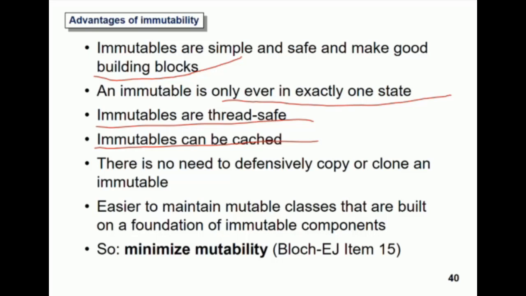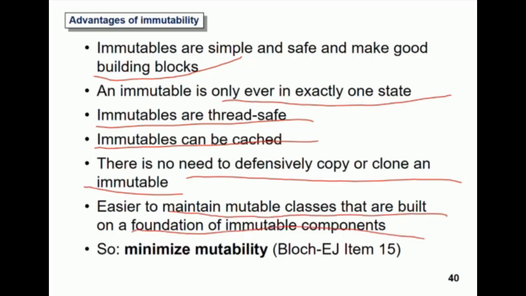There's also no need to defensively copy or clone any immutable, because it's safe in itself, so there's no need to copy it. It's easier to maintain mutable classes that are built on a foundation of immutable objects. So Joshua Bloch's Item 15 is minimize mutability as much as possible. Make your objects immutable where you can.